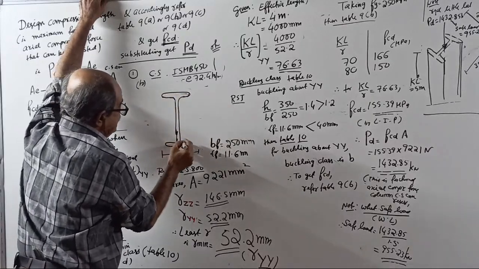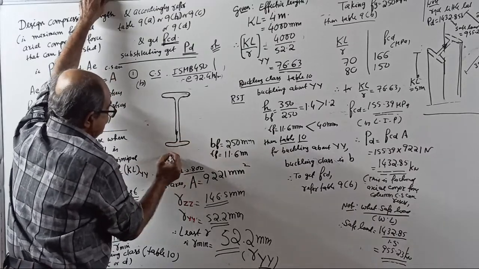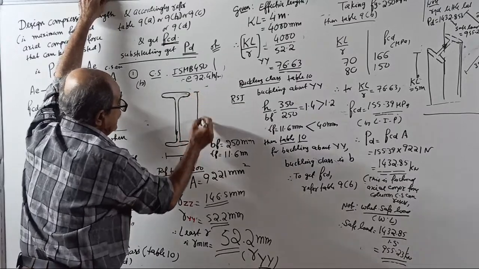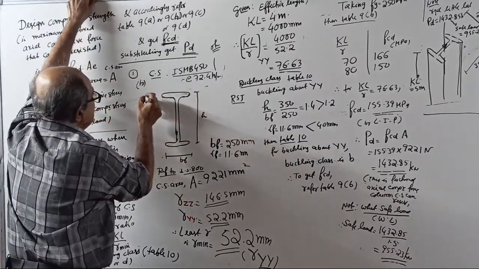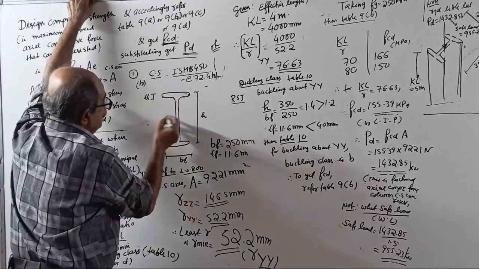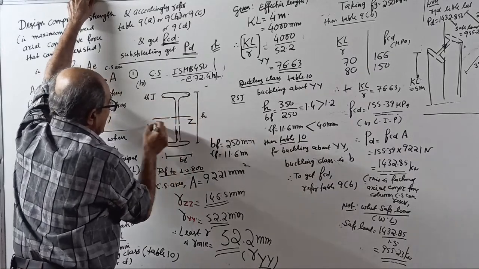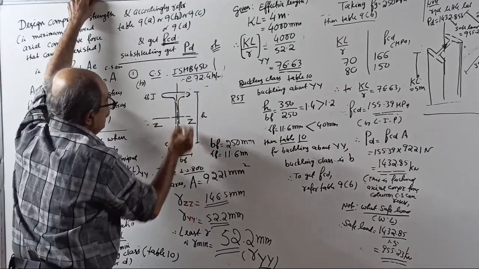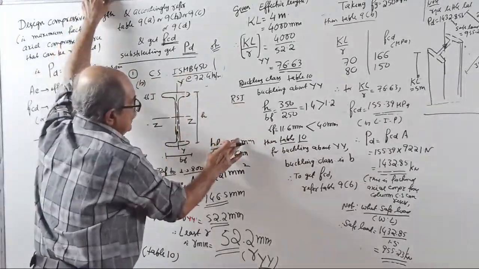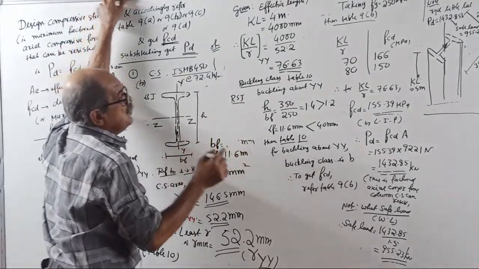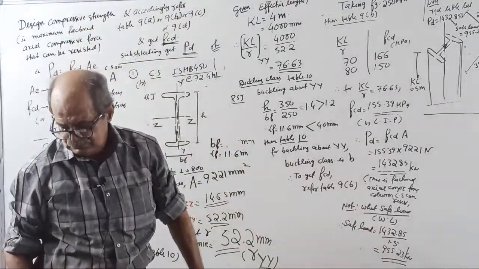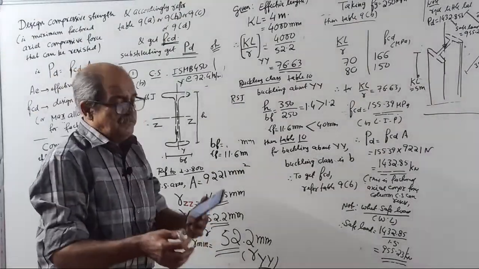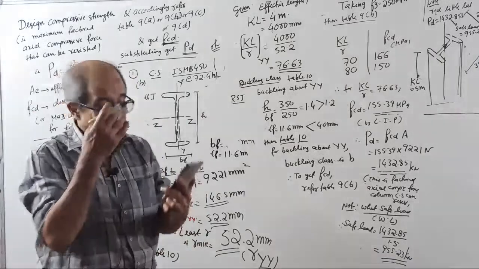Oh, some change. Now, this is your breadth of flange. This is your depth of section H. This is thickness of flange. This is TW. Once again, this is ZZ axis. This is YY axis. Now, your breadth of flange is not 250. Tell breadth of flange. Breadth of flange is changing.